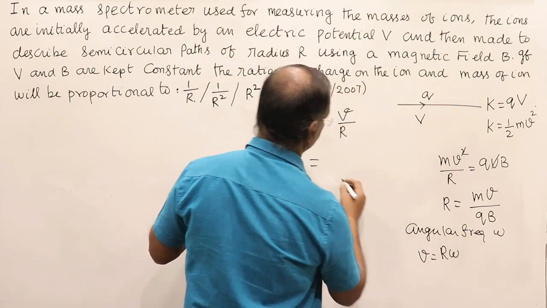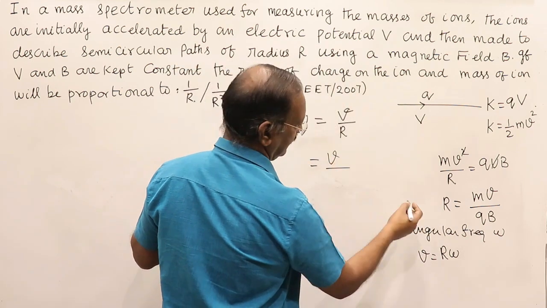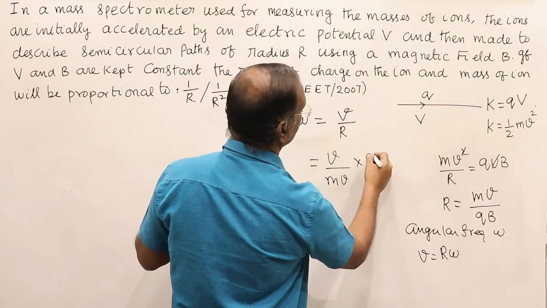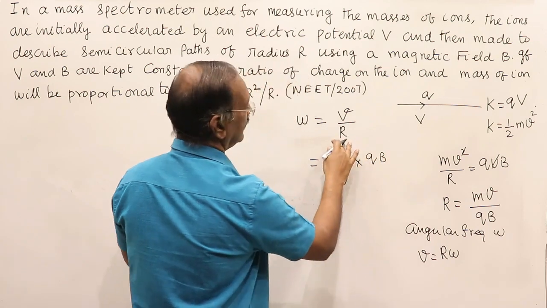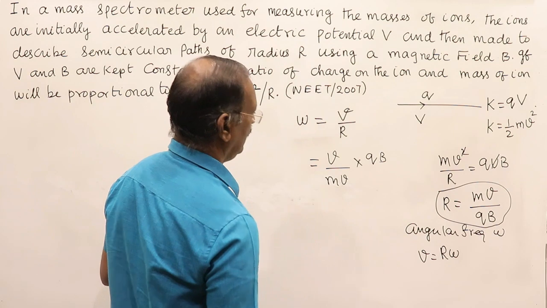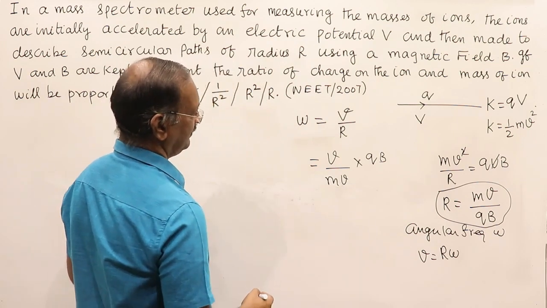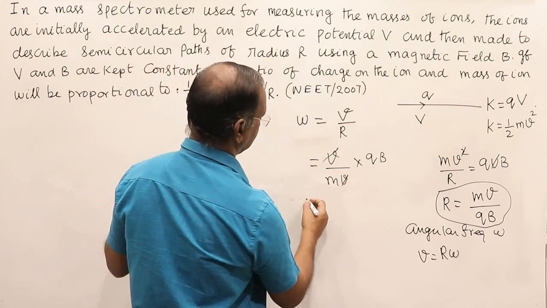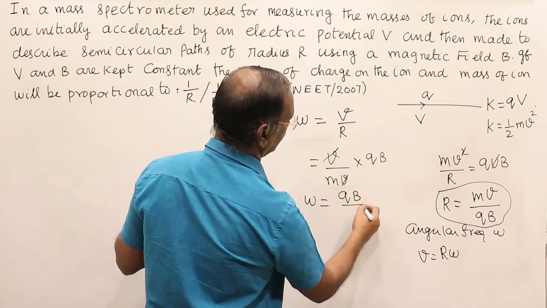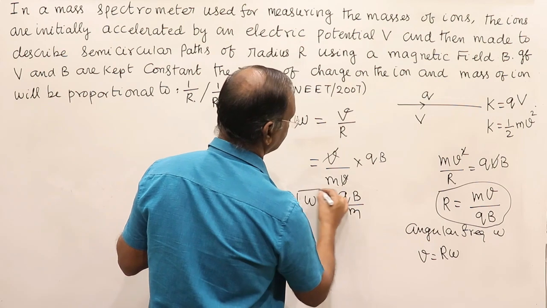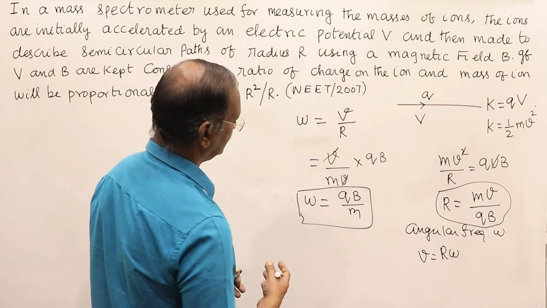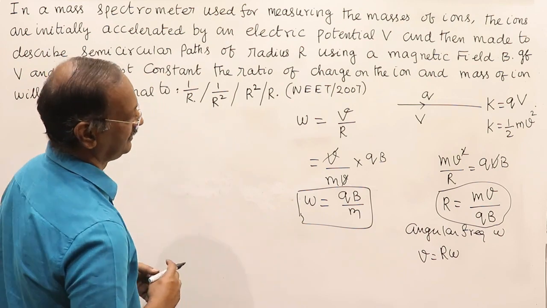What is the value of R? R is equal to m V by Q B. For R we substitute this value. So in omega equals V by R, the m V and V cancel. Angular frequency is equal to q B by m. This is the expression for angular frequency, and dividing 2 pi by it, we will get the time period.